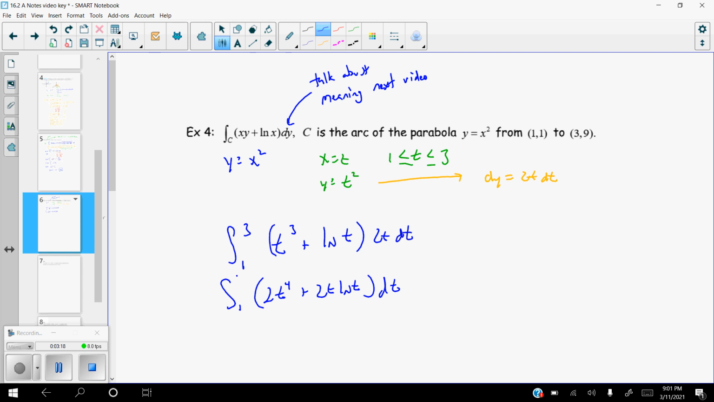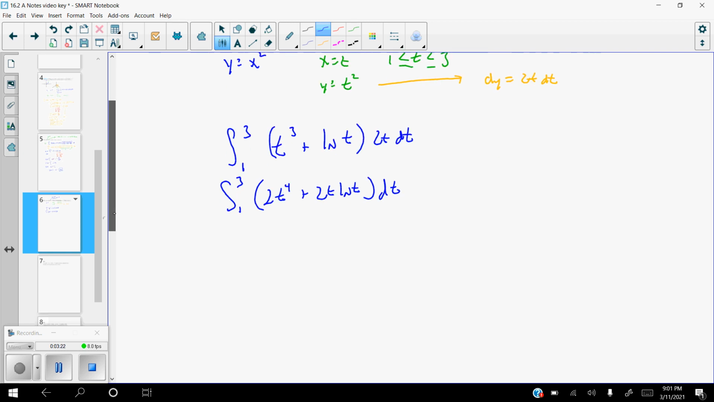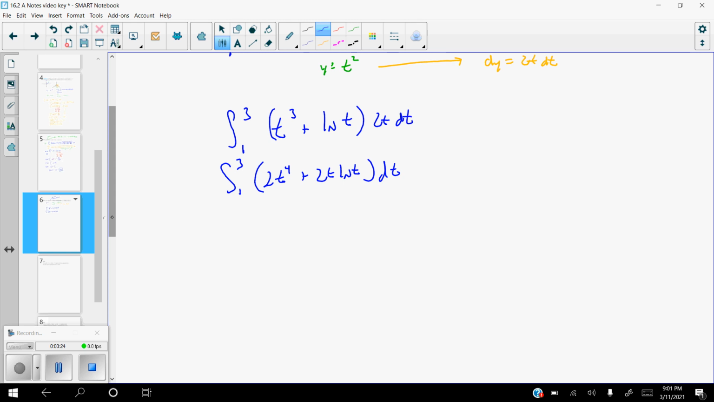The antiderivative of the 2t to the 4th part will not be a problem. Taking the antiderivative of 2t natural log of t is not so easy. U substitution doesn't work there, so integration by parts is probably the way to go. So let's separate our integrals. We'll do the integral from 1 to 3 of 2t to the 4th, plus the integral from 1 to 3 of 2t natural log of t dt. So we'll do parts.